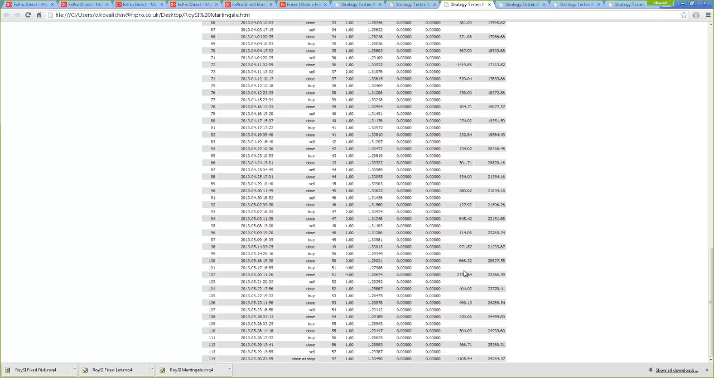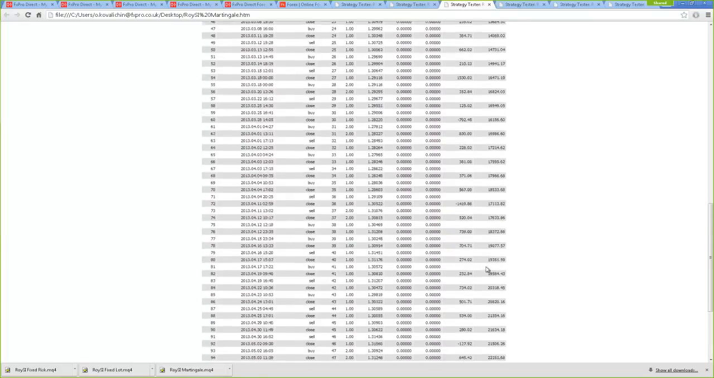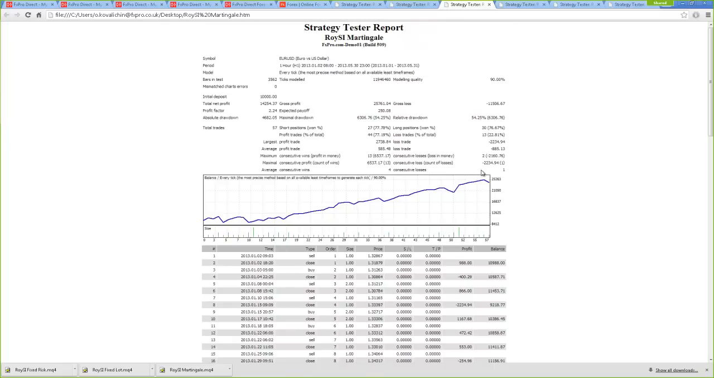So you can see any loss to the balance was quickly recovered. It went down from 22,000 to 21, 20, and then recovered to 23. So that's effectively how Martingale works. It doubles the lot size and recovers the losses. So everything is good so far.